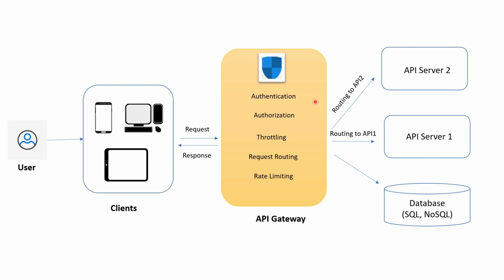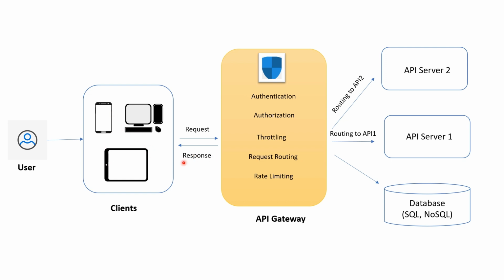Then what happens once the request authorization, authentication, and routing are done? The request will go to API server 2, 1, or the database. Now, in API server 2 or API server 1, if there is some business logic or generic logic, that logic will be performed depending on the request header, and the output or the response is generated on the server side. This response will then go to the API gateway, and the API gateway will send that response back to the client, and the client will be able to view that response on a UI.